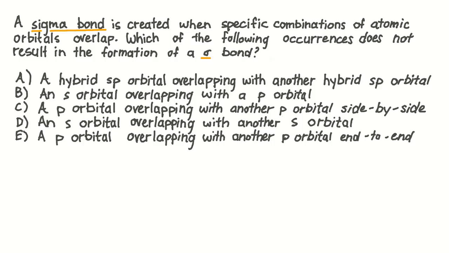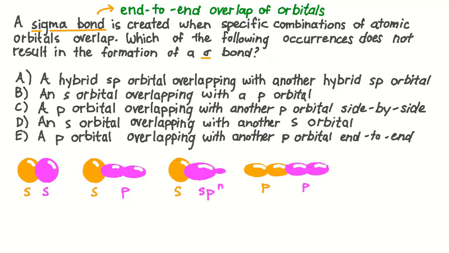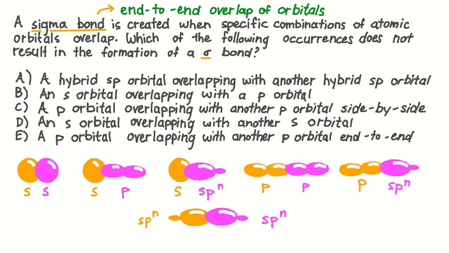Sigma bonds, often noted with the lowercase Greek letter sigma, are formed by the end-to-end overlap of orbitals. It doesn't matter which 2 orbitals are overlapping as long as they overlap end to end. 2 s orbitals overlapping can create a sigma bond, or an s orbital can overlap with a p orbital. A sigma bond results from the s orbital overlapping any of the hybrid orbitals. Sigma bonds also result from p orbitals overlapping end to end, or a p orbital overlapping with any of the hybrid orbitals. Any of the hybrid orbitals can also overlap with each other end to end.